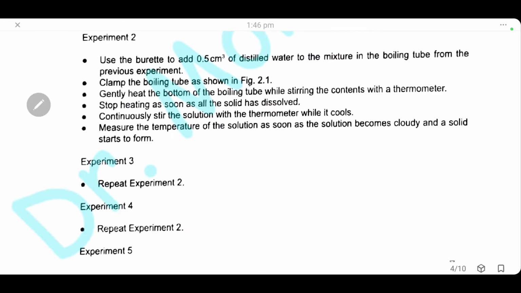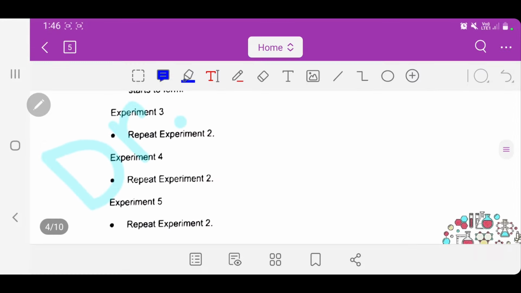Then we will repeat experiment 2 again by adding 0.5 centimeter cube of water. So in experiment 3 we will add another 0.5 centimeter cube of water. Then we will repeat that again in experiment 4, adding 0.5 centimeter cube of water. Finally in experiment 5 we will repeat experiment 2 again.